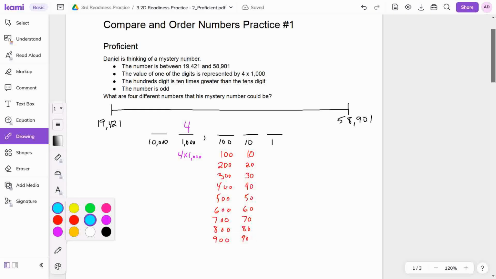And then finally, it does say I need to be odd. So that means I can choose between 1, I can choose between 3, I can choose between 5, 7, or 9. But I'm going to exclude 0, 2, 4, 6, or 8. All right, so like I said, I've got many, many options here.